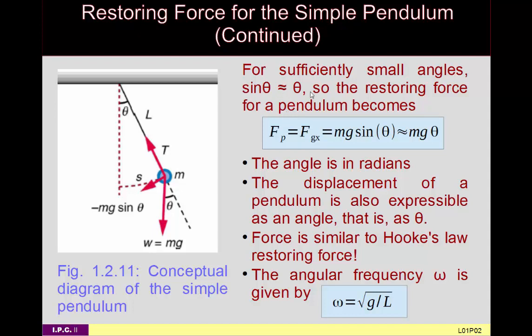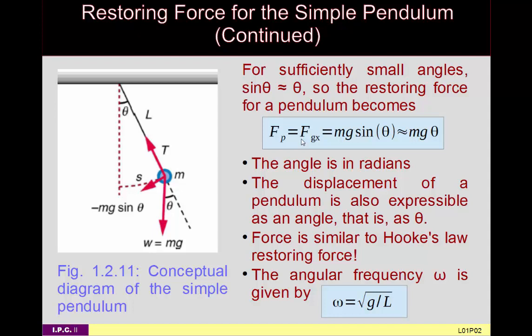Well, if theta is much less than 1, then theta squared is going to be much, much less than theta. Theta cubed is going to be much, much, much less than theta squared, and so on. So all the terms except for that first one disappear from your polynomial. And so this restoring force ends up looking like F_gx equals mg theta, where theta is in radians. And it's actually then a very similar force to Hooke's law.